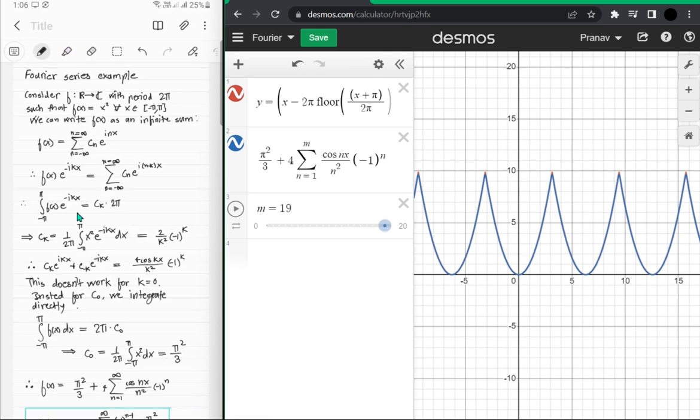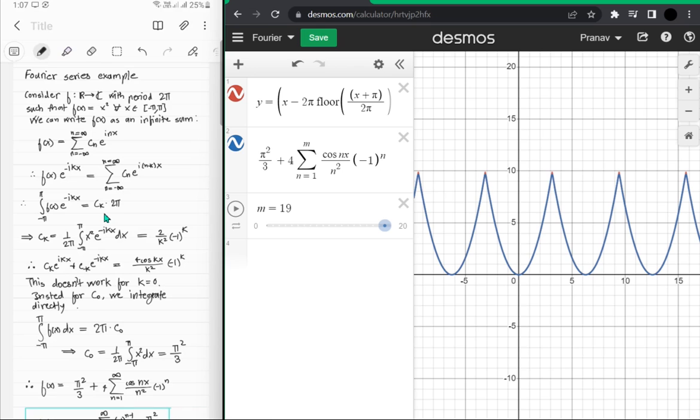Okay, so this sum using Euler's theorem, you can write like that. And of course this doesn't work for k equal to 0 because this will give us something not defined. So for c0 we have to do that individually. It's very easy. In fact, just integrate it directly, negative pi to pi, and everything else has the complex exponential with it, so it adds up to 0 in the integration, but this constant thing doesn't, right?